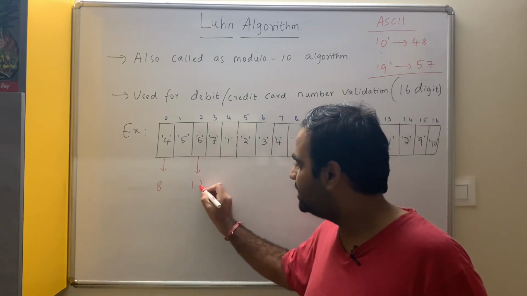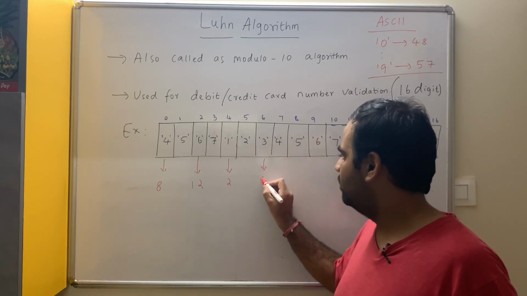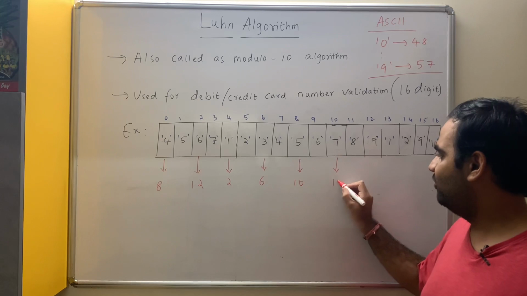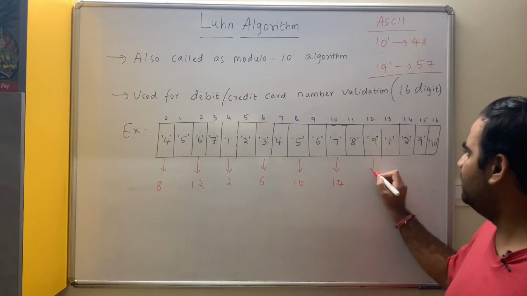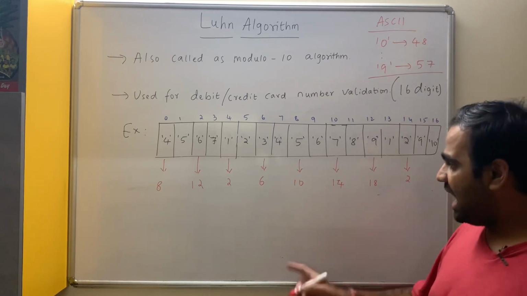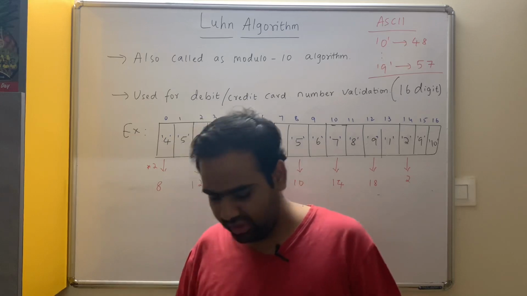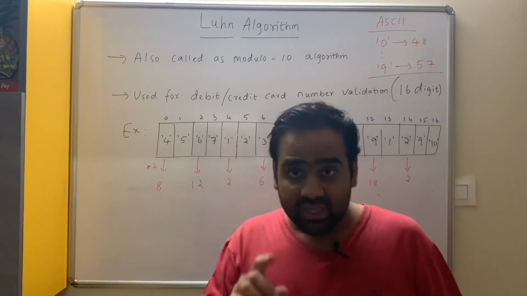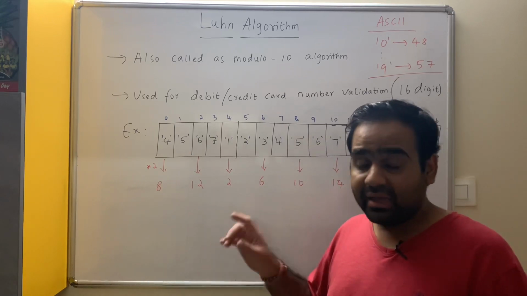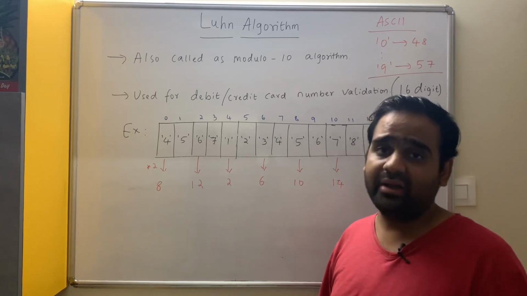At even indices, 6 into 2 is 12. Now you say 1 into 2 is 2, 3 into 2 is 6, 5 into 2 is 10, 7 into 2 is 14, 9 into 2 is 18, 2 into 1 is 2. Now after you multiply each and every index alternatively of even position index with 2, check if any digit is greater than 9, and if any digit is greater than 9, you subtract 9 from it.